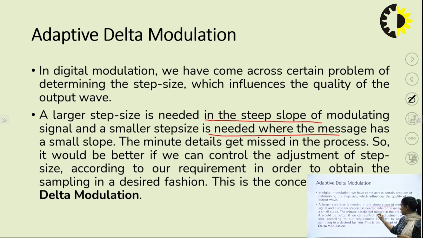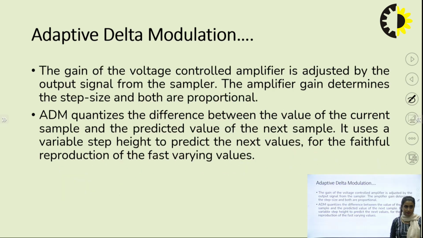The minute details get missed in the process, so it would be better if you can control the adjustment of the step size according to our requirement in order to obtain the sampling in a desired fashion. This is the concept of adaptive delta modulation. Here the gain of the voltage controlled amplifier is adjusted by the output signal from the sampler, and this amplifier gain determines the step size, and both are proportional.